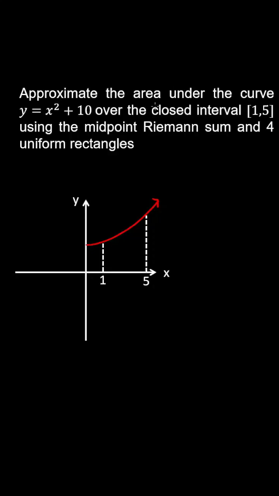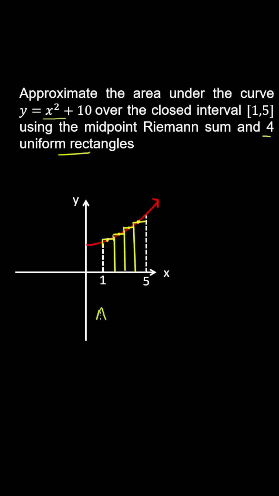Let's approximate the area under this curve defined by this function over the closed interval from 1 to 5 using the midpoint Riemann sum and 4 uniform rectangles. So basically, when we divide this curve into 4 uniform rectangles, we're taking the midpoint of each of those rectangles to define the height of each rectangle. So this would look something like this.